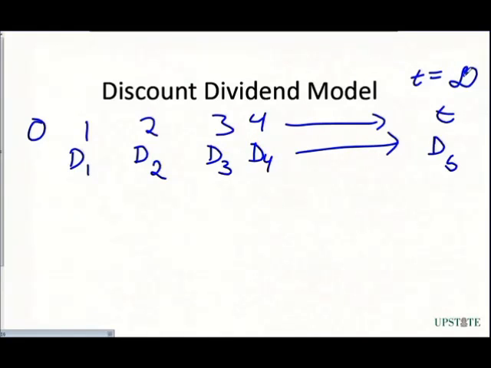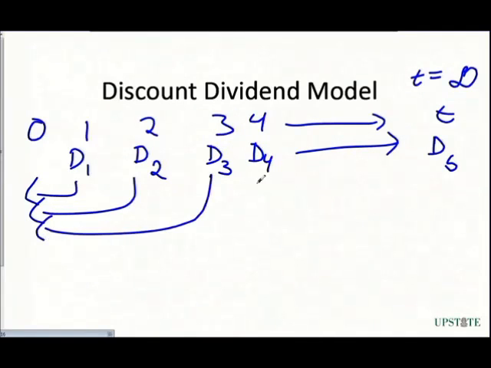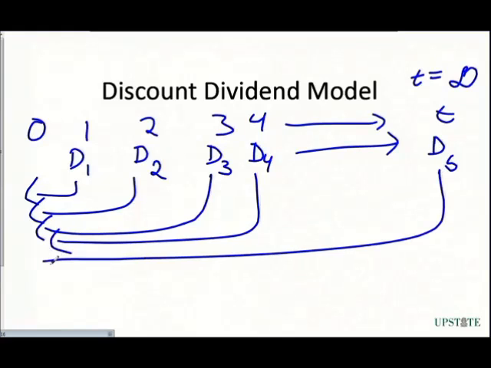So what we're taking here is the value of all of these dividends that we have, and then we're just bringing them back. We are discounting those. That's where we get this from. We are discounting the value of our dividends.